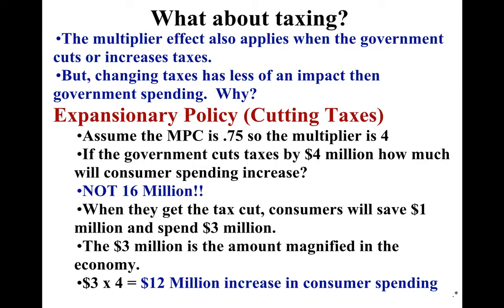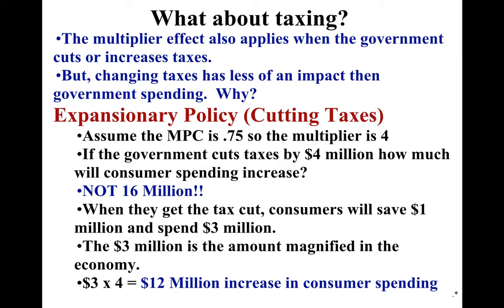So it can't be 4 million times 4. It can't be the spending multiplier. It's got to be less. As you see with the tax cut, consumers are going to save $1 million of that and spend $3 million of that. So the $3 million is the amount magnified in the economy. So it actually changes consumer spending by $12 million. So what you could see is an increase in government spending actually has a bigger effect than taxes. Government spending would increase AD by 16 million, but taxes would only increase it by 12 million.